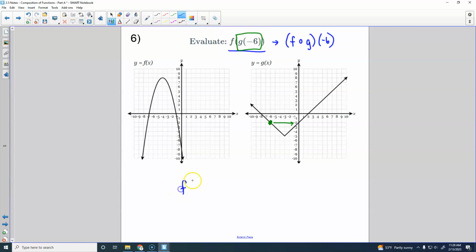So f of g of -6 is going to equal f of -2, because g of -6 we found was, I'm sorry, it should be -2. Yes, it is -2. So you're going to plug into the inside equation first. Then you're going to take that value, the -2, plug it into the second equation, right here. f is going to have an x value of -2 here. The y coordinate there is 4. So we will get 4 for that.